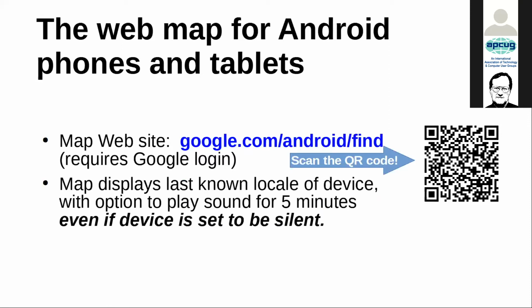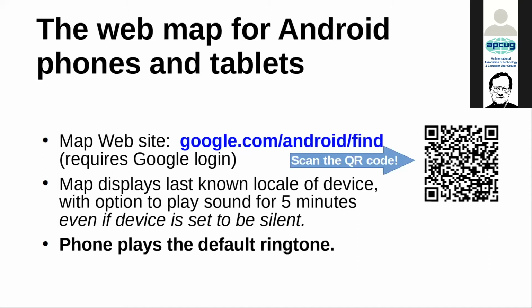The map displays the last known locale of the device with an option to play sound for 5 minutes. And that sound will continue even if your device is for some reason set to be silent. However, it won't work if your device has run out of battery power. Now, when you do tell it to play the sound, what it's going to play is your default ringtone. Keep that in mind. If you use a very silent or intermittently silent ringtone, you may want to replace that with something that is a little more in your face.